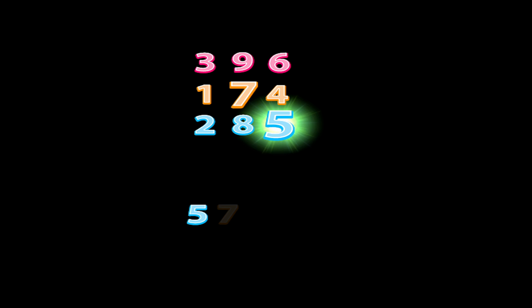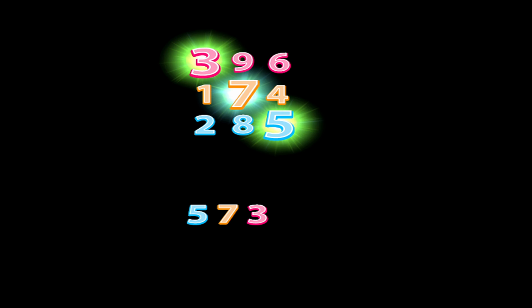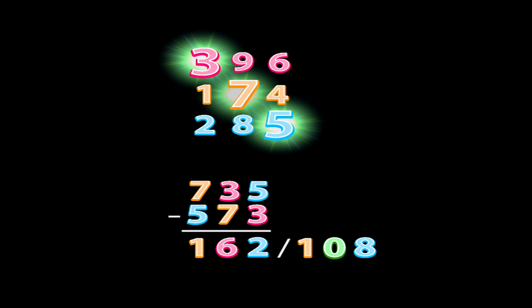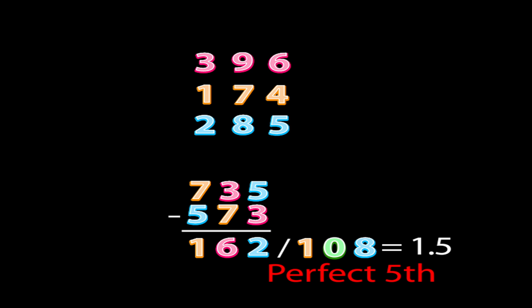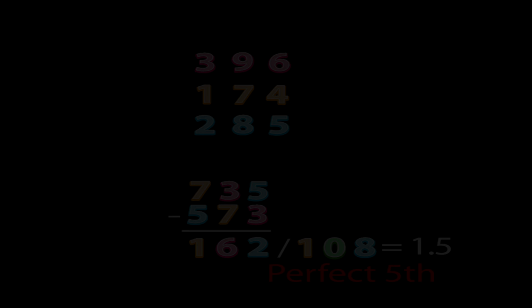On this last one, I start at the 5 in the lower right and go diagonally up to the left, and I subtract that out from its shifted pair, and I get 162. And I divide that by an octave of the 432, and I get a perfect fifth.